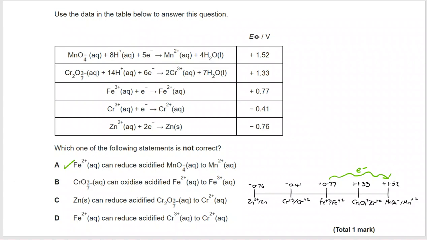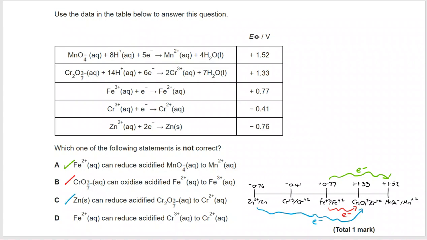If we then take a look at the second one, where we have got dichromate 6 oxidizing iron 2 to iron 3, again, iron 2, iron 3 half cell is on the left hand side, so oxidation does take place. By oxidizing it, we have got the dichromate 7 being reduced to chromium 3.